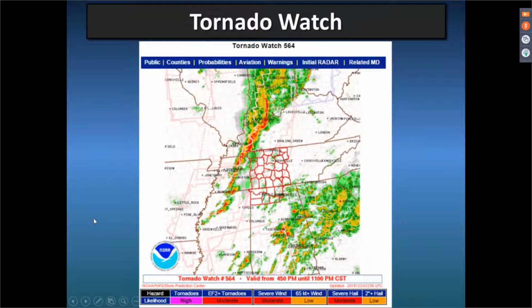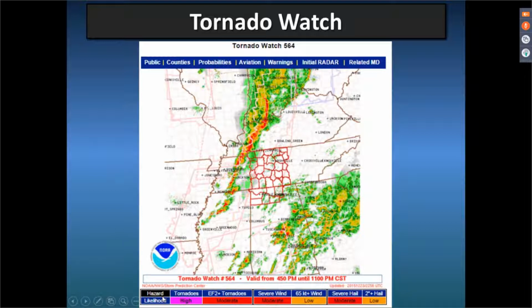All right, so here's our tornado watch. They put that out at 4:50 p.m. It goes until 11 p.m. And it covers the middle part of Middle Tennessee down into northwest Alabama.